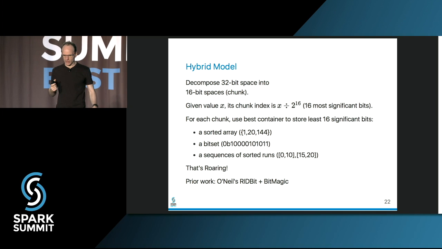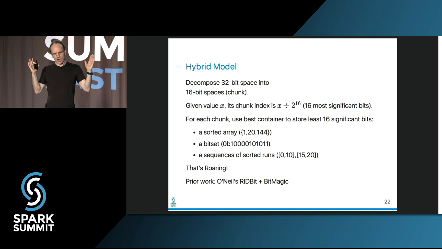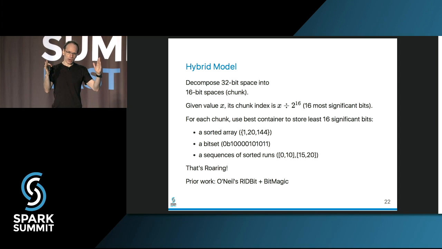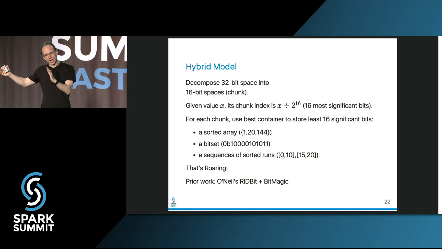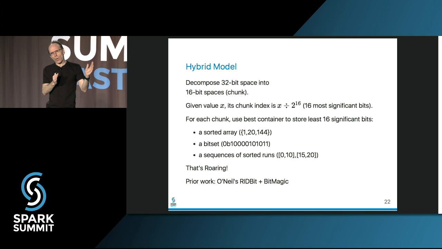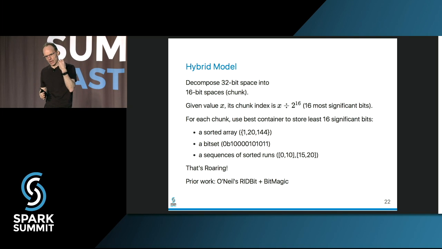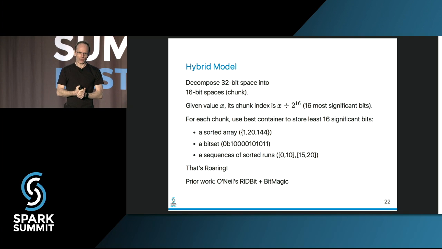revisit and try to improve an old model where, and that's basically Roaring, we take the space of possible integers and we divide it into 16-bit chunks. The first chunk would be the numbers from 0 to 65,000, and then the next 65,000 would be another chunk, and so on. So we divide the space into these fairly large chunks, and inside each chunk, we use one of three possible formats. Either it's a sorted array of 16-bit integers, or we use a bit set, or we use a sequence of sorted runs. So we use one of three possible formats.